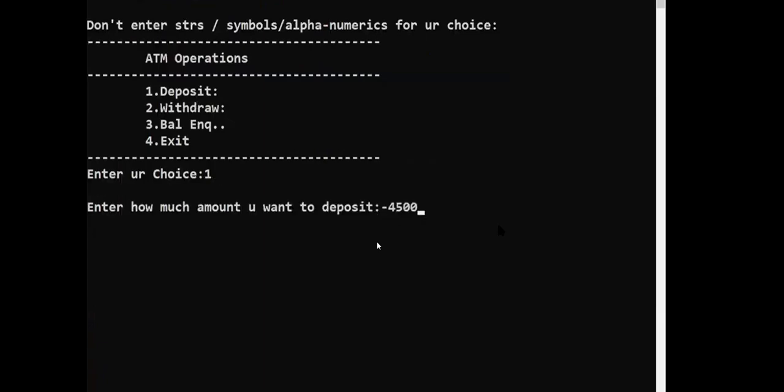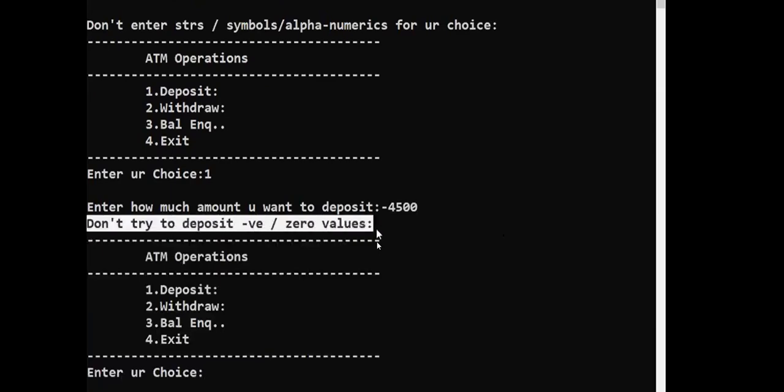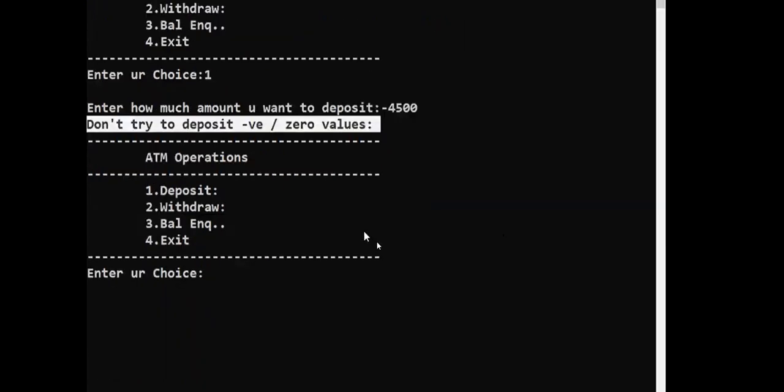Minus 4,500. Minus. Allowed or not allowed? Not allowed. What is the answer? C. Don't try to deposit negative rupees. If you try to enter a negative or zero value when you write a check and give it to the bank clerk as a negative number, will they take it? They'll give it back.